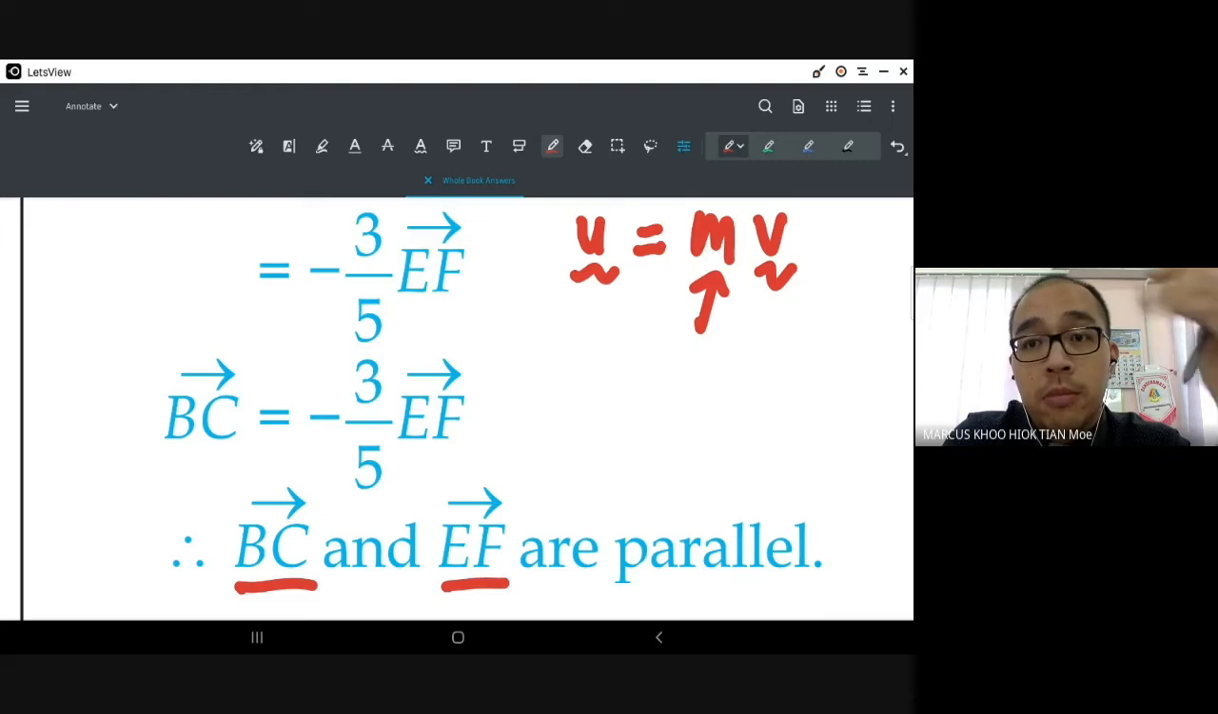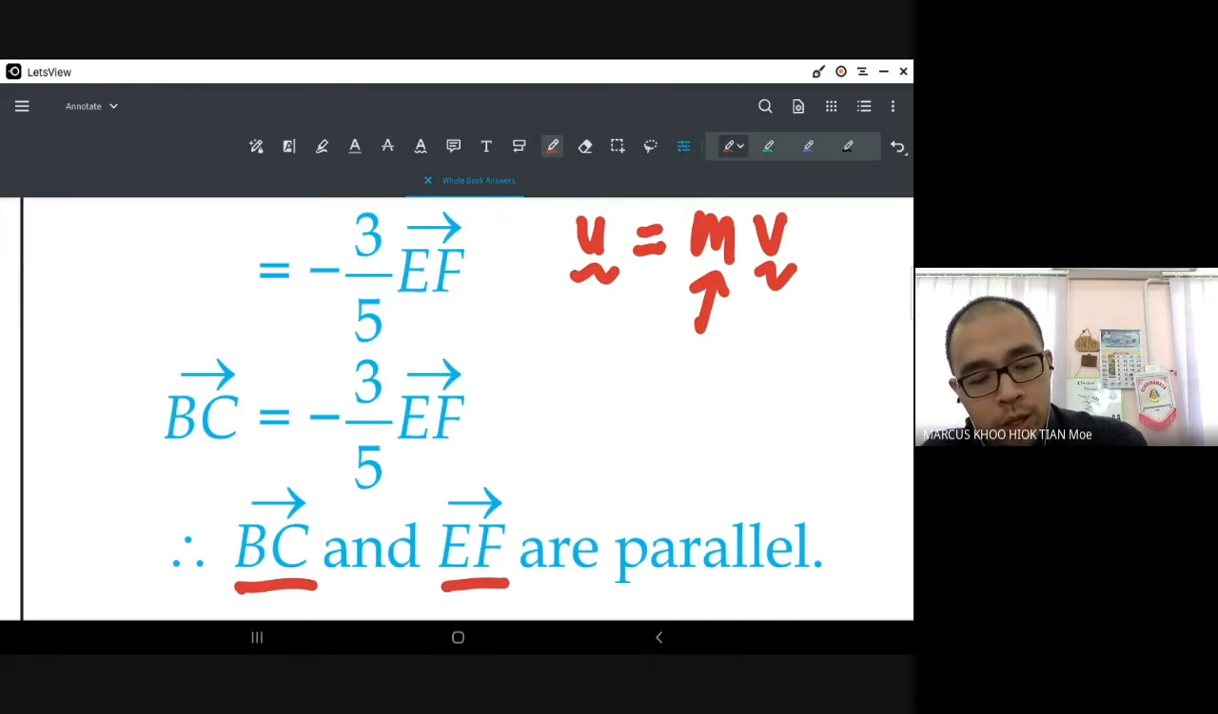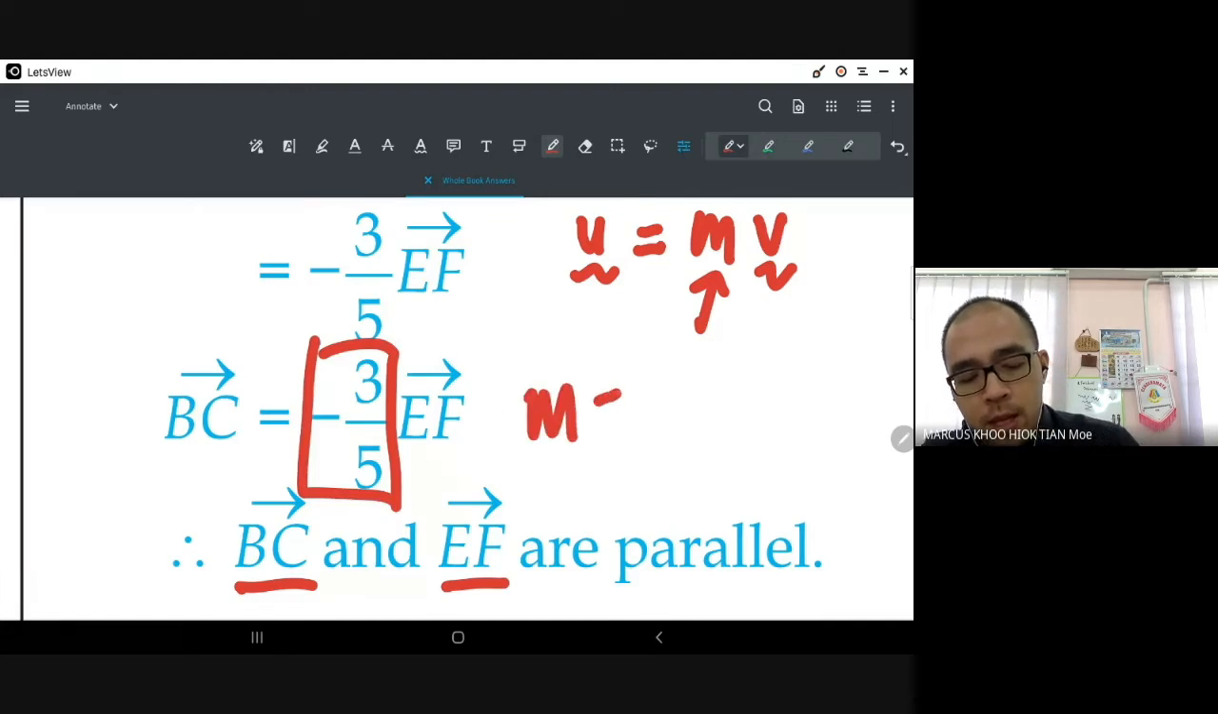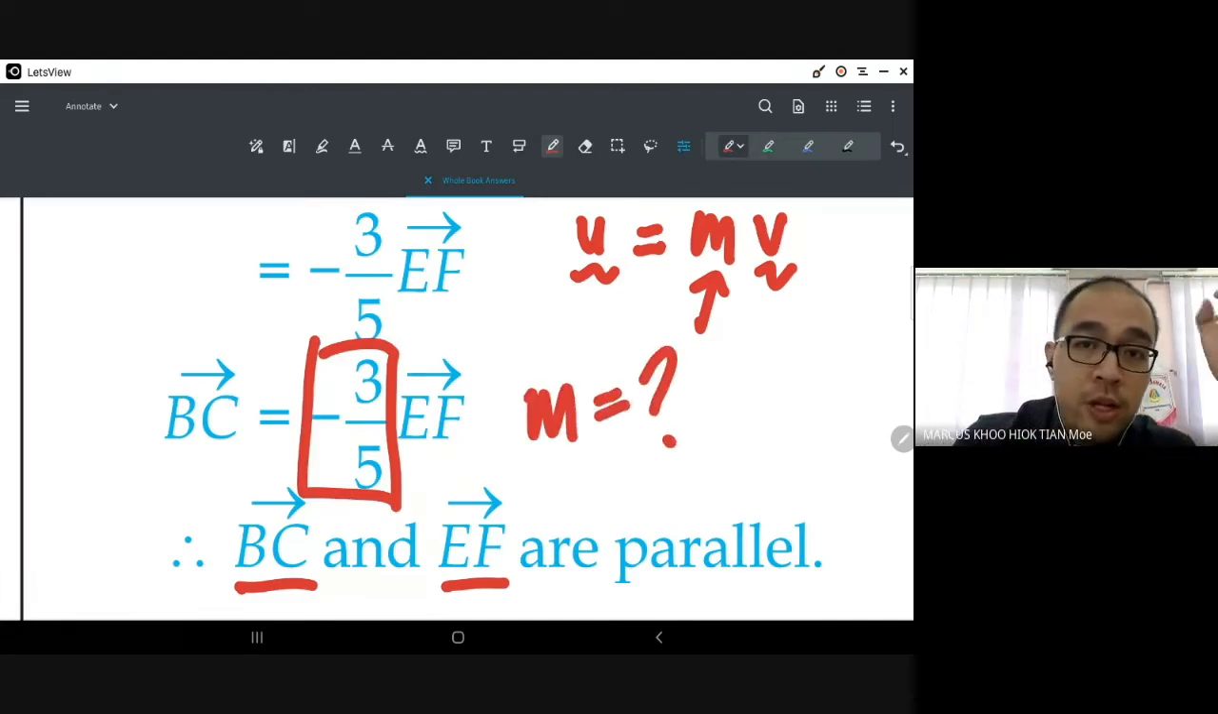I'll give you about maybe 10 minutes to try to answer those questions, and then after that, we'll discuss them. Okay, the important thing is, when you have already factorized it out, tell me what is the value of m. Tell me what is the value of m that makes it parallel. Okay, 10 minutes. Let's give this a try.